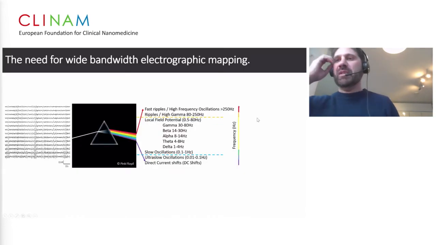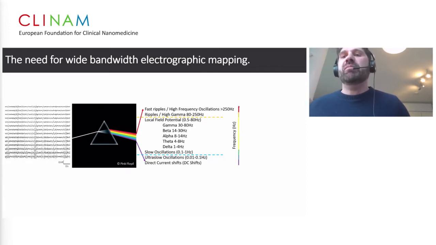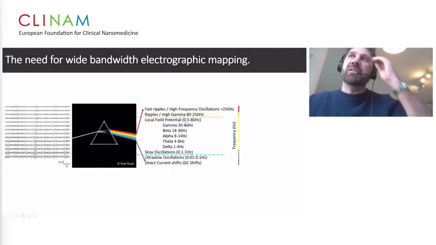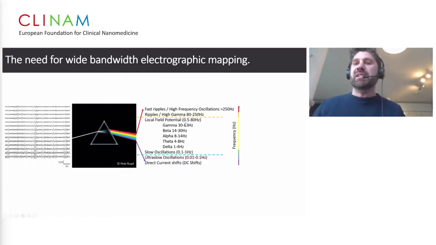So I'll start with a very basic overview slide, and just to really point out that brain signals can be active over a very wide range of frequencies, bandwidths, if you like. Typical clinical electrical recording systems, but also the majority of preclinical recording systems, focus in on what we call a local field potential, which is brain rhythms or brain oscillations that are going somewhere between 0.1 up to about 80 hertz, which means they're going either 1/10 of a second or up to about 80 times a second. And there's obviously a lot of important brain activity that is captured within that frequency range.